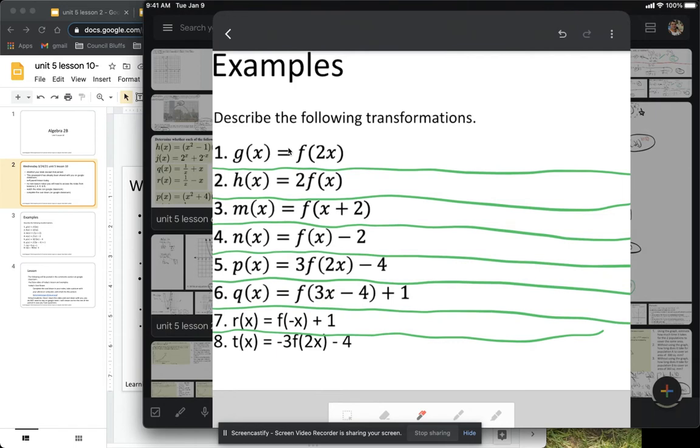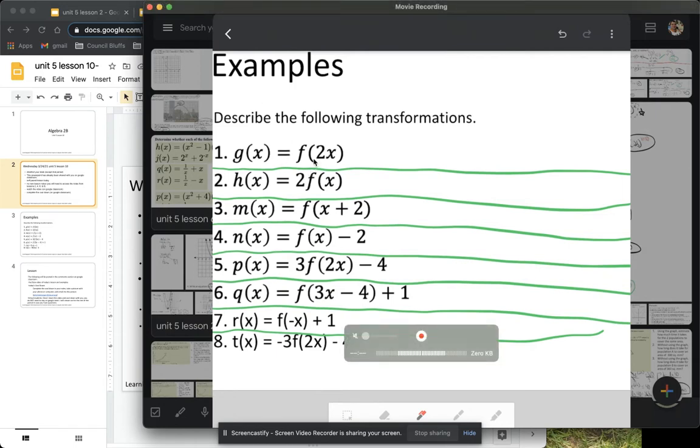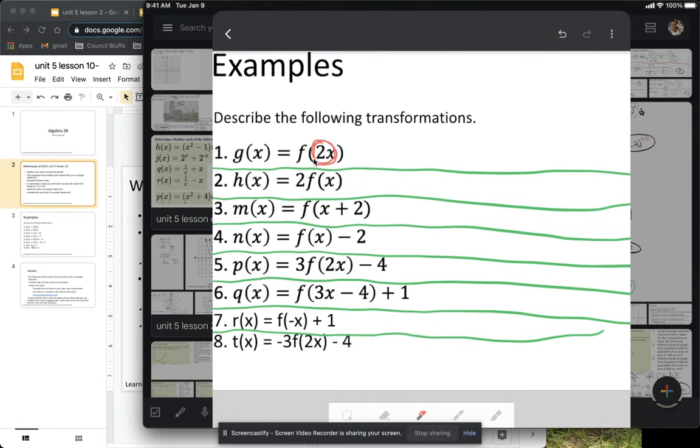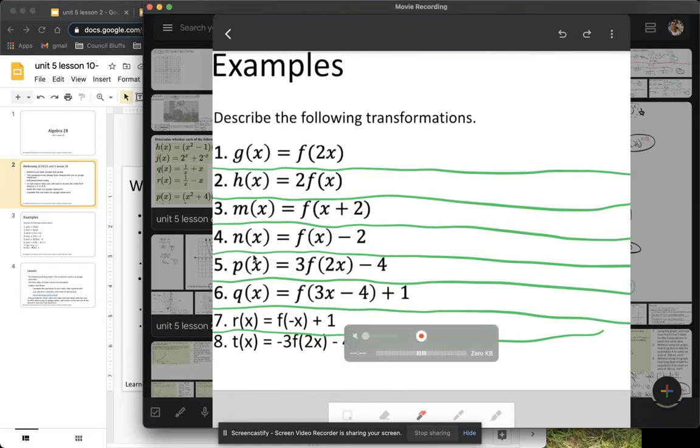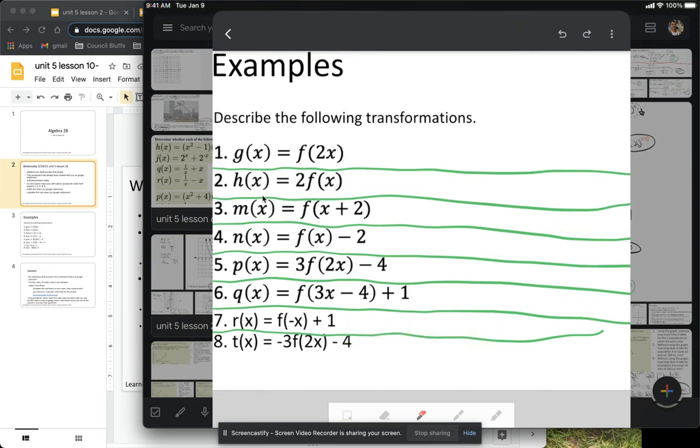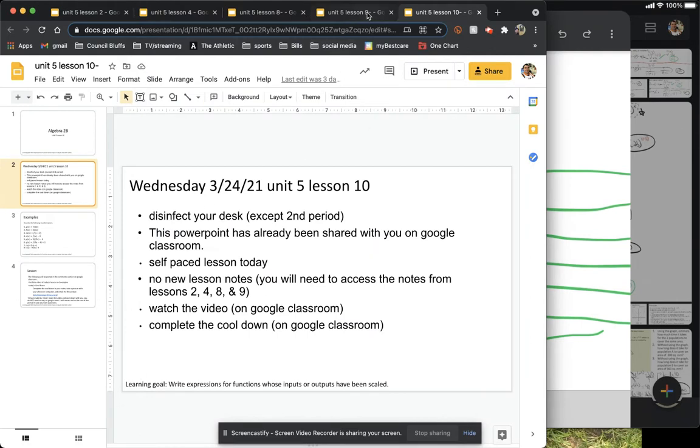So g of x equals f of 2x. The first thing I notice is that I'm multiplying by 2 inside the parentheses. This tells me that it's either going to be a stretch or a squash. When I have multiplication going on, that tells me it's going to be a stretch or a squash. So I'm going to look back at my lesson notes from lesson 8 and 9.